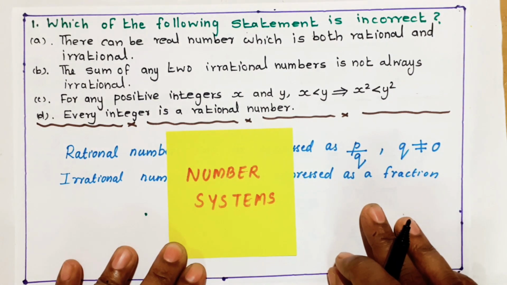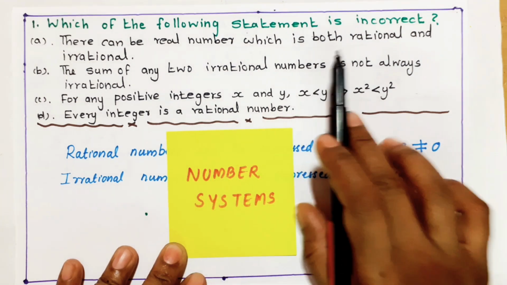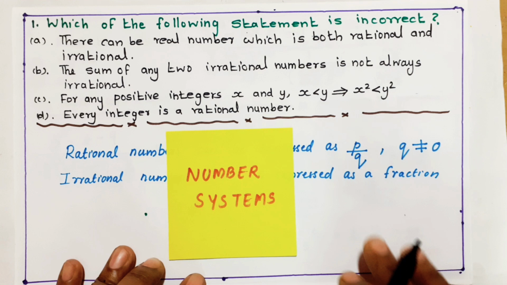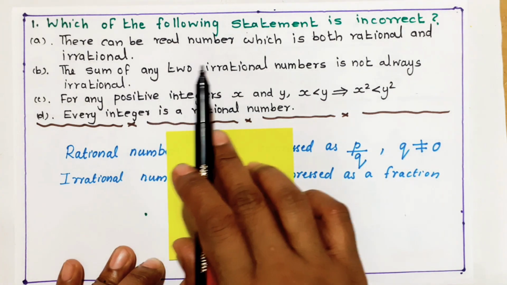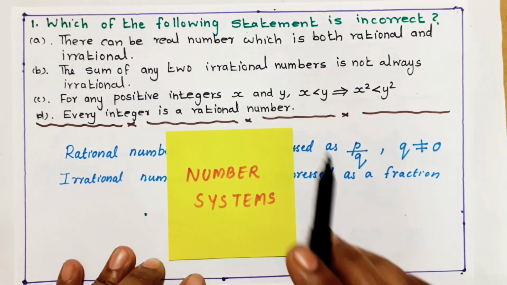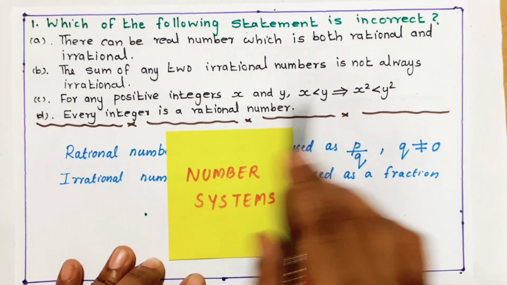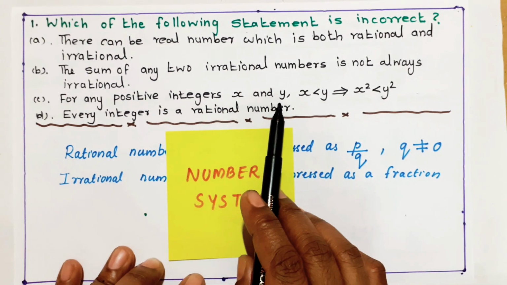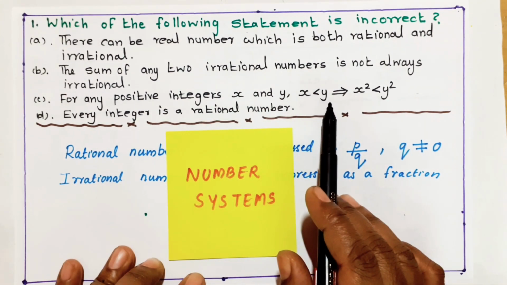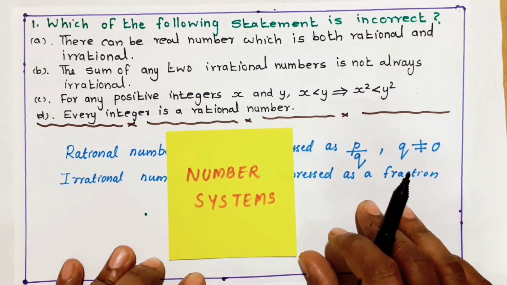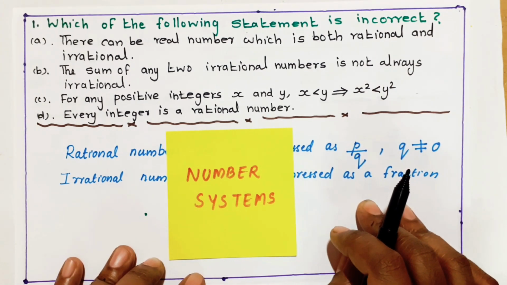See the question. Which of the following statements is incorrect? There can be a real number which is both rational and irrational. The sum of two irrational numbers is not always irrational. For any positive integers x and y, if x is lesser than y, x square is lesser than y square. Every integer is a rational number.